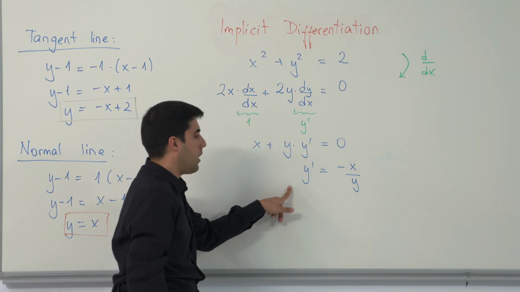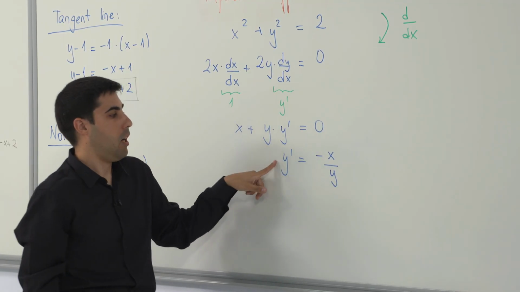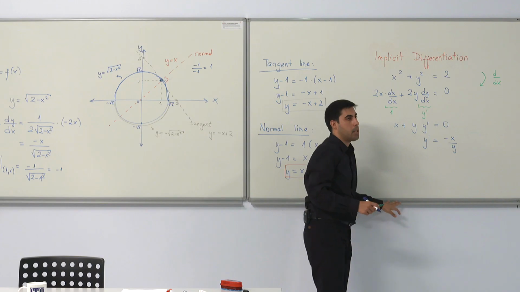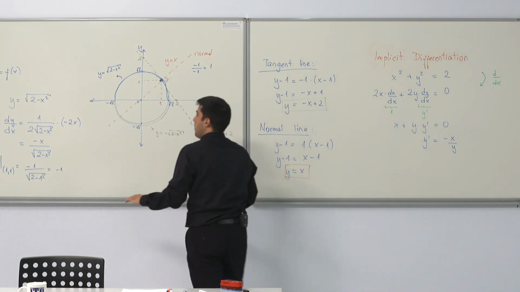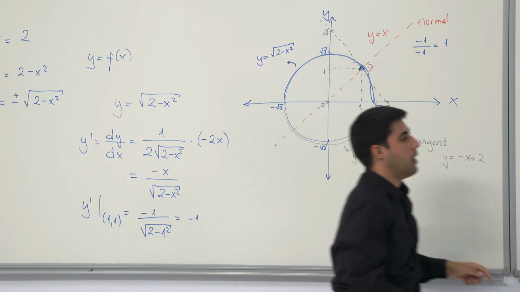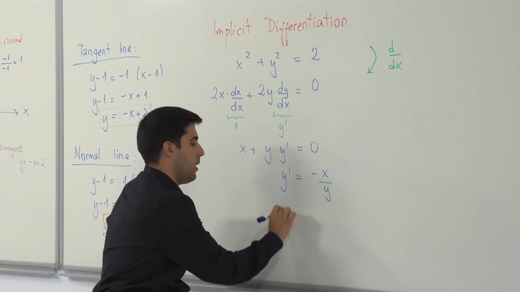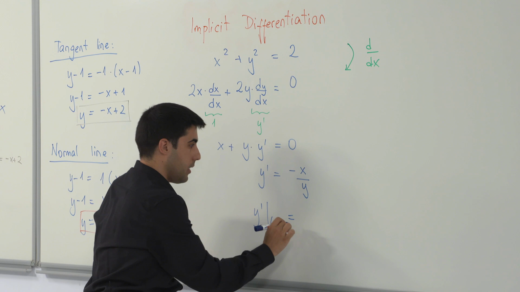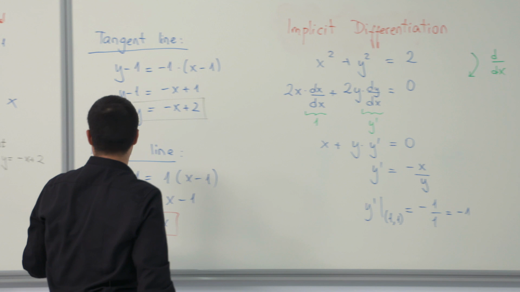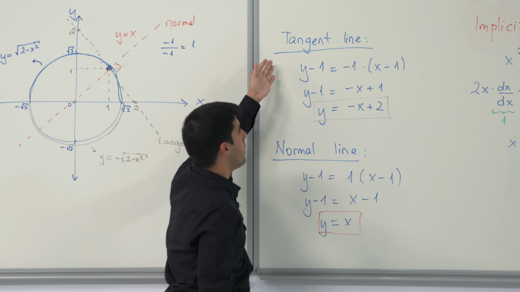Note that this time we end up not with only x's in the expression of y prime, but also y appears there. However, this is not a problem because we are going to plug in the point 1, 1 to find the value of the derivative, which gives us the slope. So y prime at 1, 1 is minus 1 over 1, again minus 1. So we find the same solution as over there, minus 1, and we can write either the tangent line or the normal line accordingly.